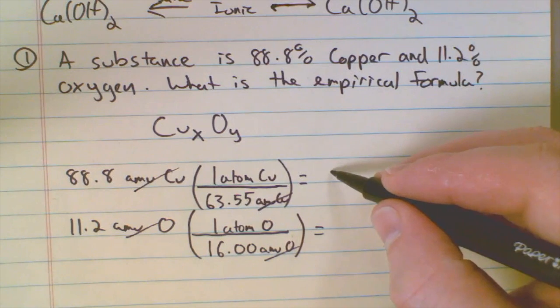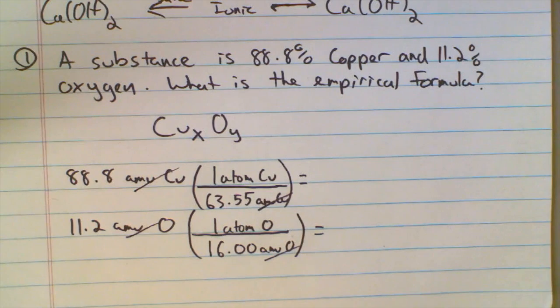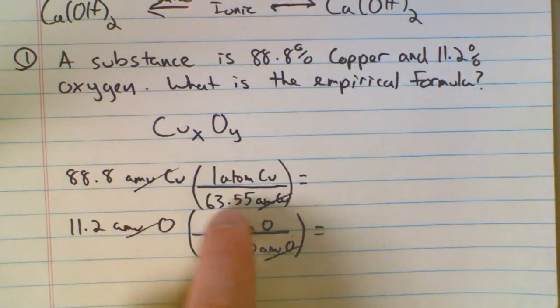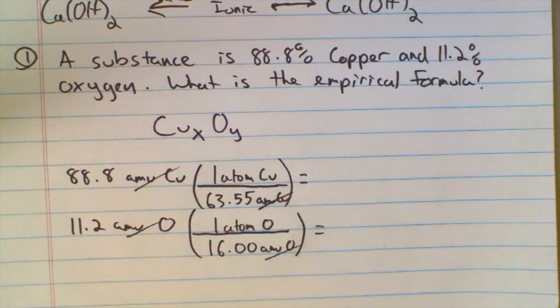What's that? Double check that one. 88.8 divided by 63.55. Is that one not working? Yeah, it's broken or something. I don't know how to fix it. Uh-oh. Yeah, that's broke. Sad times. You want a calculator? Calculator goes down.